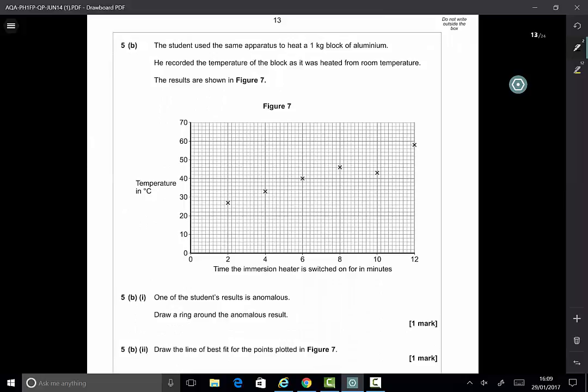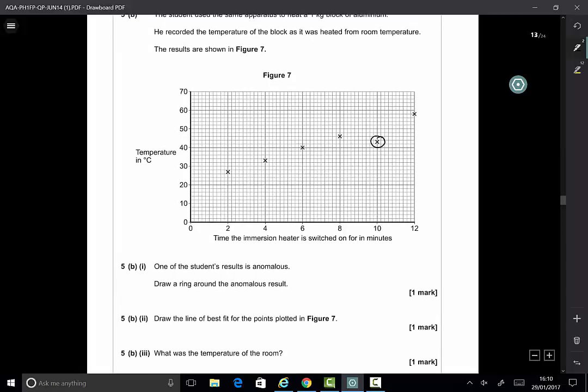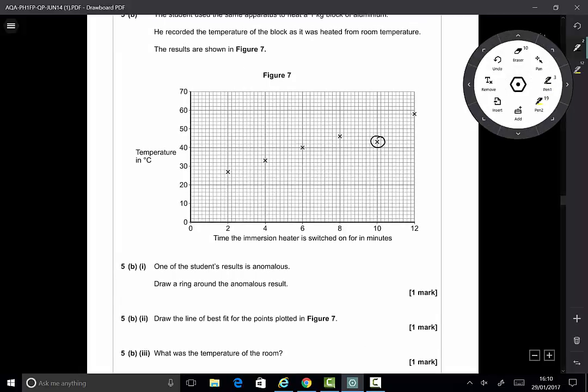Then we've got the same apparatus being used to heat a 1 kilogram block of aluminium. He recorded the temperature of the block as it was heated from room temperature. Here are our results. So we've got the time it's switched on for and how the temperature changes. One of the students' results is anomalous. Draw the ring around the anomalous result. Right. Pattern, pattern, pattern. Oh no. Anomalous. Draw the line of best fit. So let's get a line going on here.